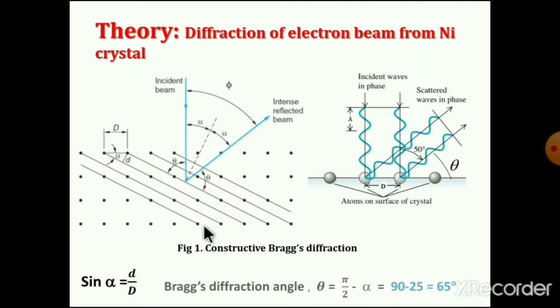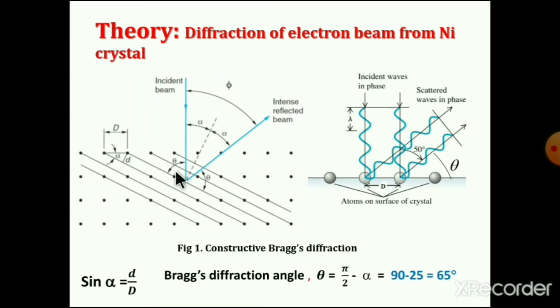Secondly, we have to find theta. This is the Bragg's angle theta. How do we find theta? We know that the normal drawn to the plane is exactly 90 degrees. From the atomic plane to the direction of the incident beam, that angle is theta. If 90 degrees minus alpha, it gives theta. Therefore, we write the Bragg's diffraction angle theta is equal to pi by 2 minus alpha.